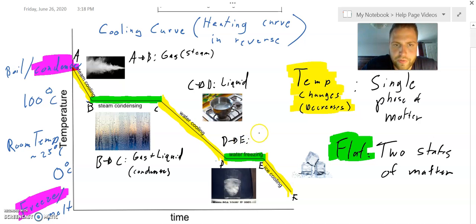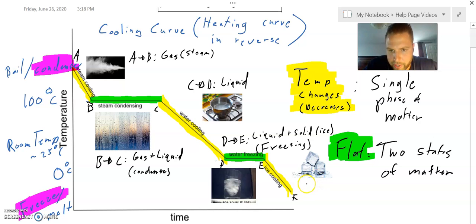In this section, we have two phases of matter again. We have now a liquid plus a solid. And remember that solid is called ice. And then notice that we call this, again, freezing. And then here's our last section, E to F. This is just a solid, and again, this is called ice.